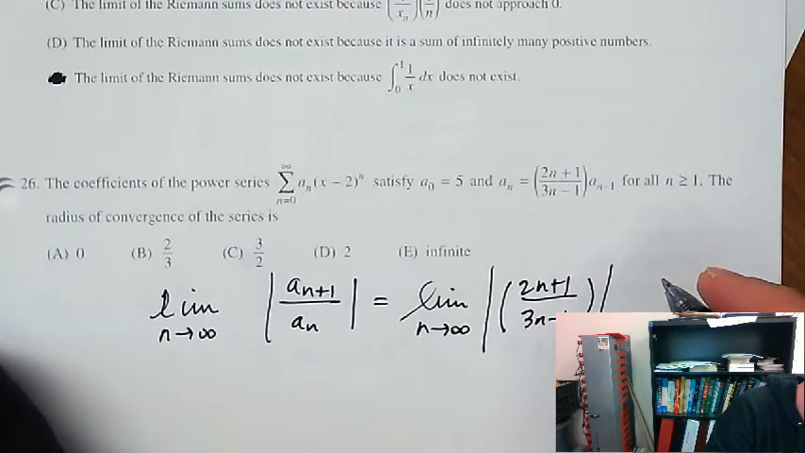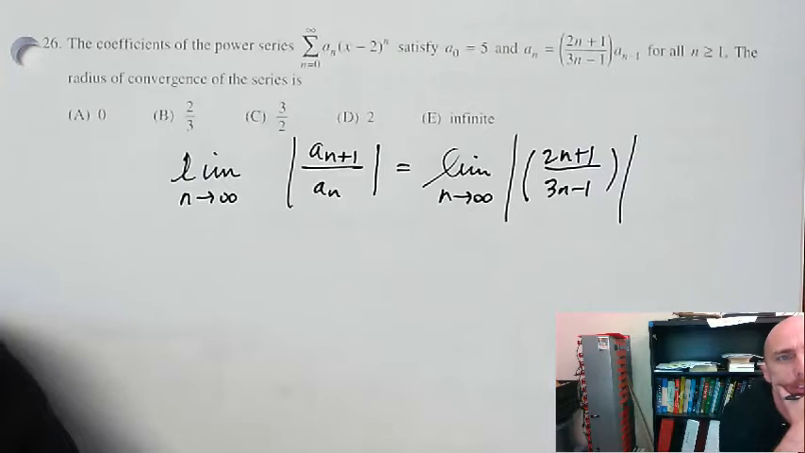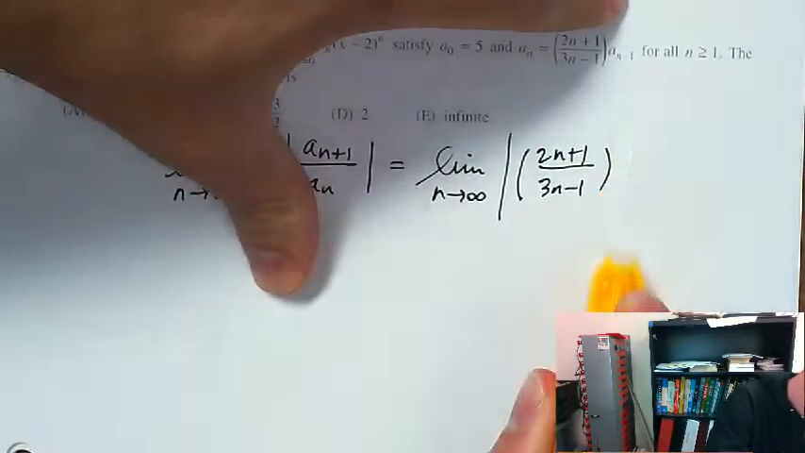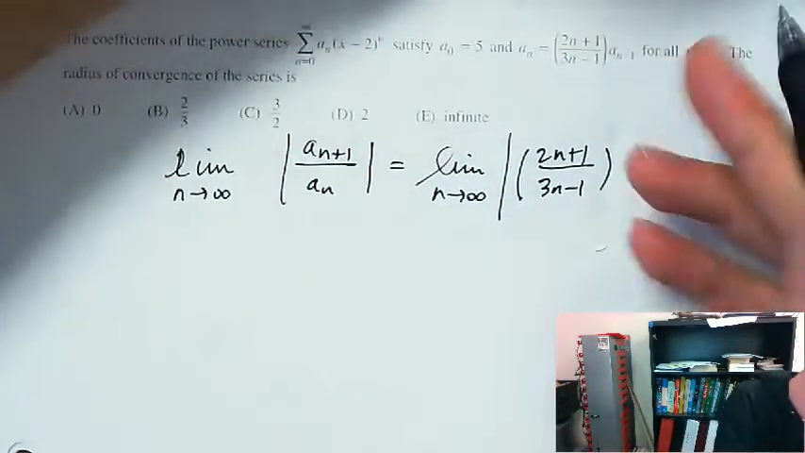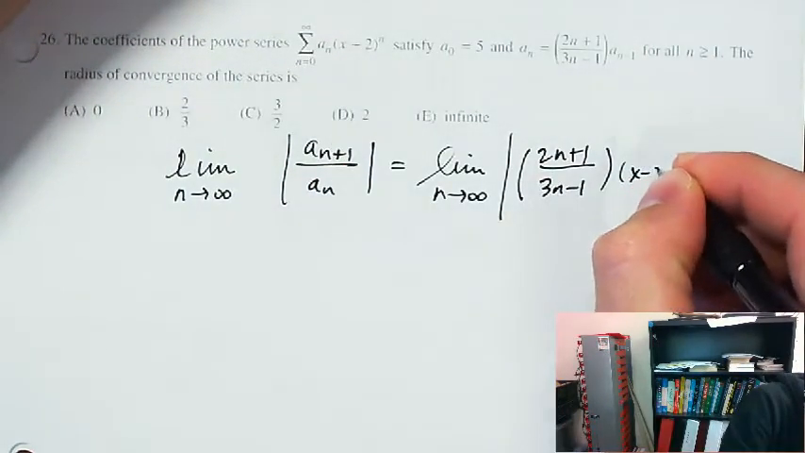And I think I may have oversimplified this a little bit, because we also have (x − 2)^(n+1) divided by (x − 2)^n. Oh, okay, so it's just going to have a power of x − 2 over there. I did not oversimplify it. So I just have this extra power of x − 2 first.